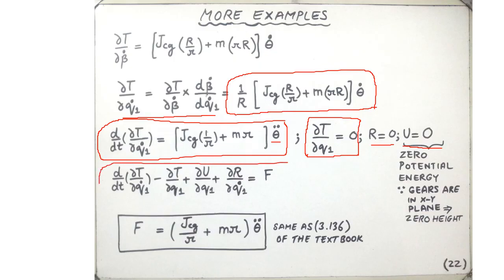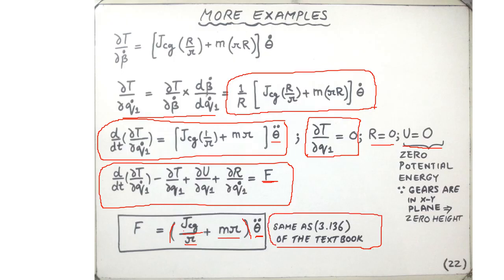The final Lagrange equation, with the calculation of above quantities, partial derivatives, sets the right hand side, the loading function force, equal to Jcg divided by small r plus m r, the whole of this sum multiplied by theta double dot. It's the same expression as equation 3.136 given in the textbook. We obtain this expression from a different route, that is by using Lagrange's method. The end result, however, remains unchanged.